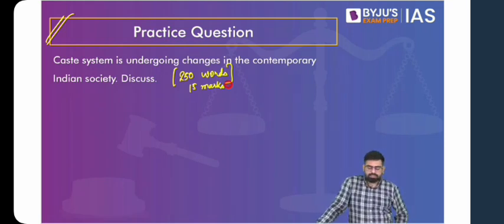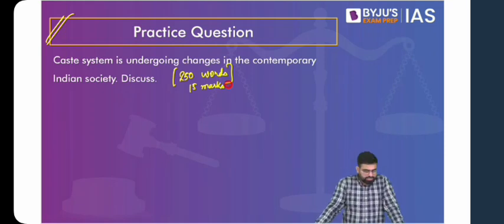Now, again, with social issues, you understand one more thing. A lot of you face this difficulty of how to start and how to conclude answers. A few questions, say those based on suggestions, you can conclude with the way forward and suggestions. But there are questions where you're not able to figure out how to introduce and how to conclude. Now, this multi-dimensional approach can help you with this.